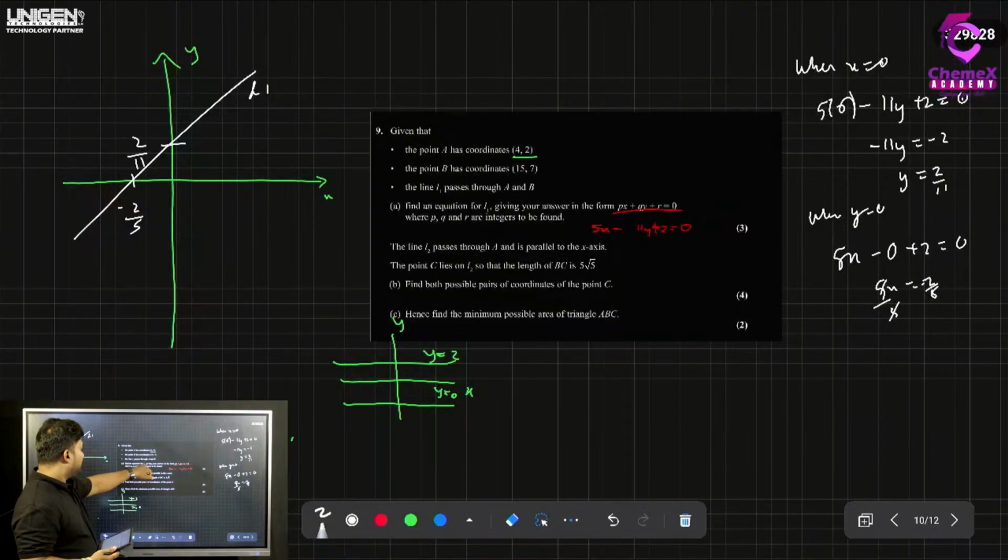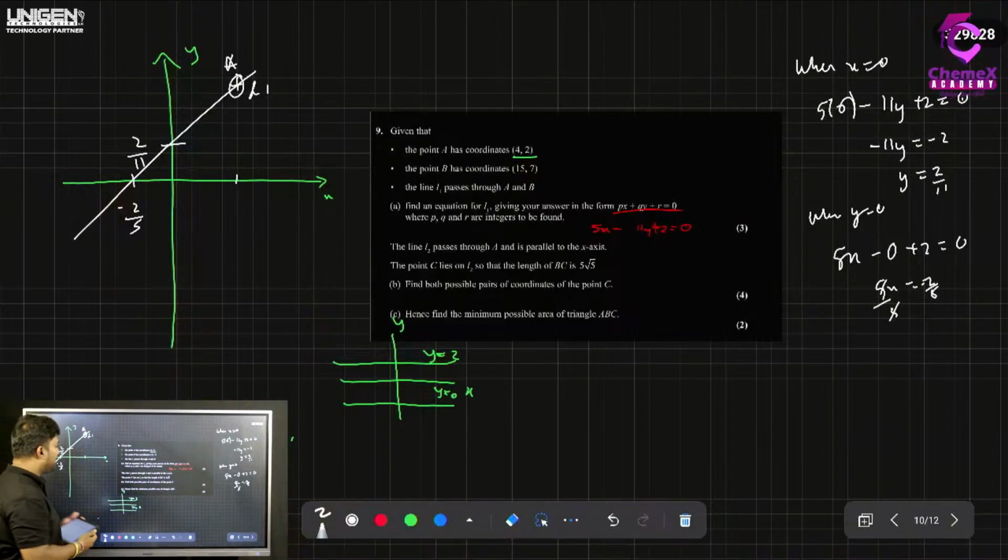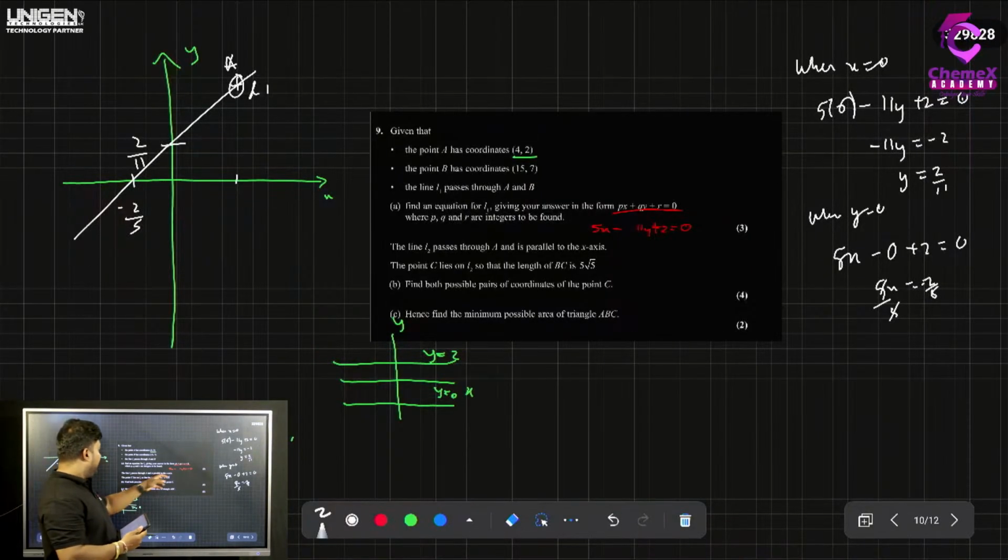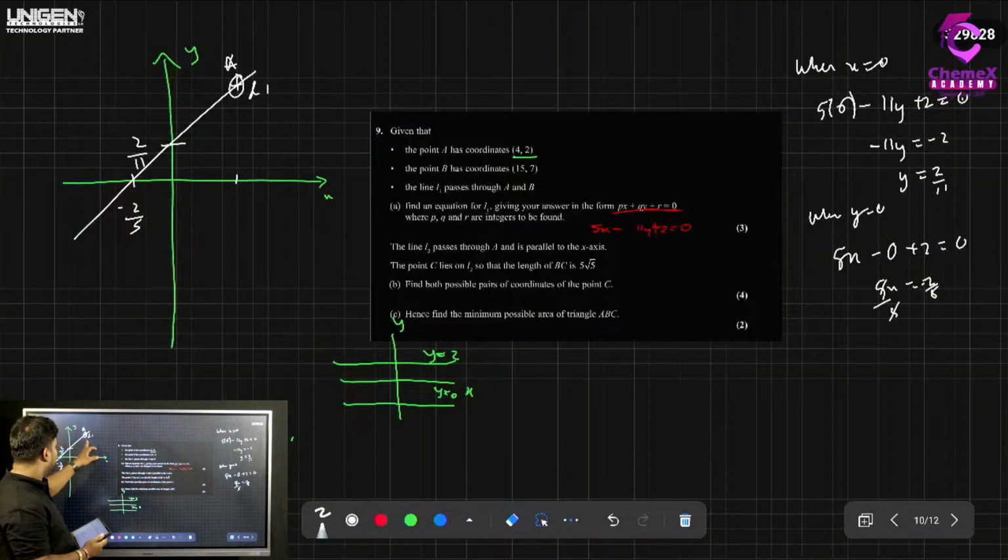Then they say find the equation. The L2 line passes through A. What is the A coordinate? 4 and 2. So it is here, and the L1 line also passes through that point. So let's say A is that. Passes through A and is parallel to x-axis. Parallel to the x-axis, so it goes like this.